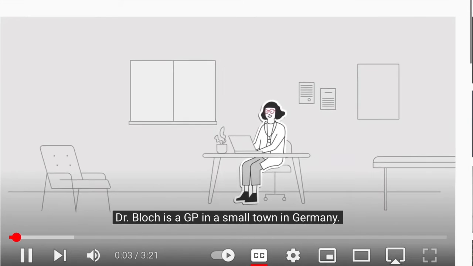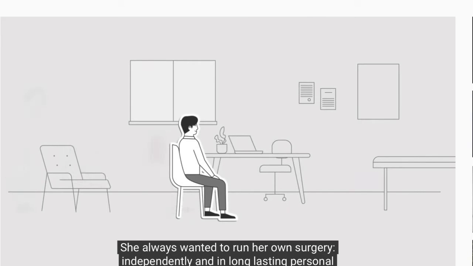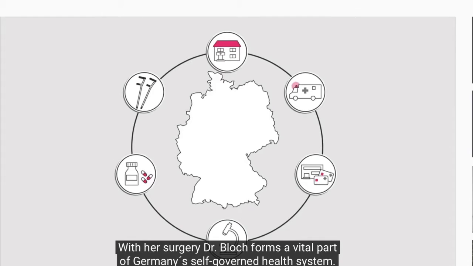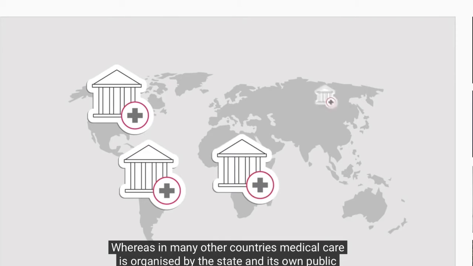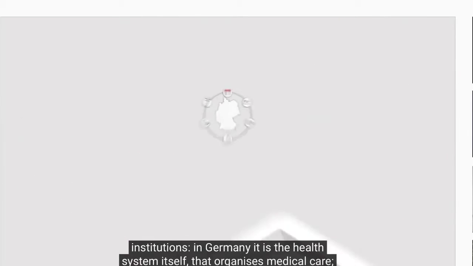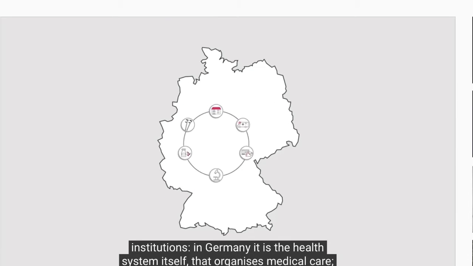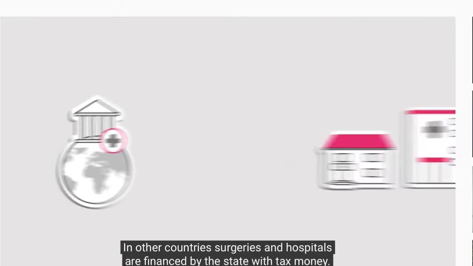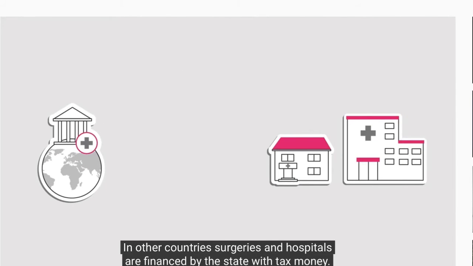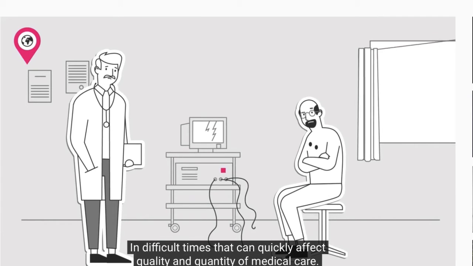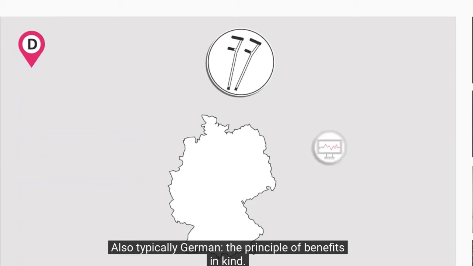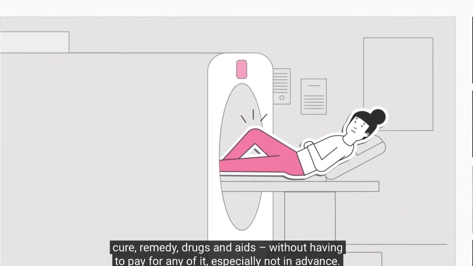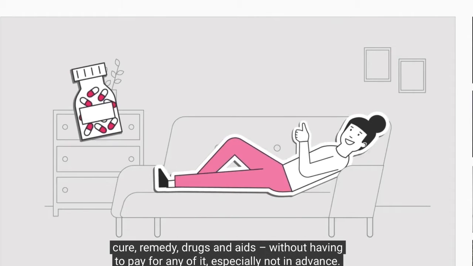Dr. Bloch is a GP in a small town in Germany. She always wanted to run her own surgery, independently and in long-lasting personal bonds with her patients. With her surgery, Dr. Bloch forms a vital part of Germany's self-governed health system. Whereas in many other countries, medical care is organized by the state and its own public institutions, in Germany it is the health system itself that organizes medical care, financed by the fees from all members of the public statutory health insurances. In other countries, surgeries and hospitals are financed by the state with tax money. In difficult times, that can quickly affect quality and quantity of medical care. Also typically German, the principle of benefits in kind, which means members of statutory health insurances are entitled to medical treatment, therapy, cure, remedy, drugs and aids without having to pay for any of it, especially not in advance.